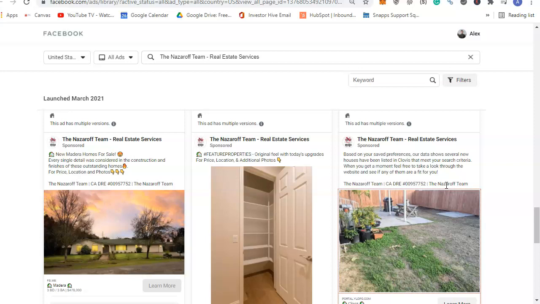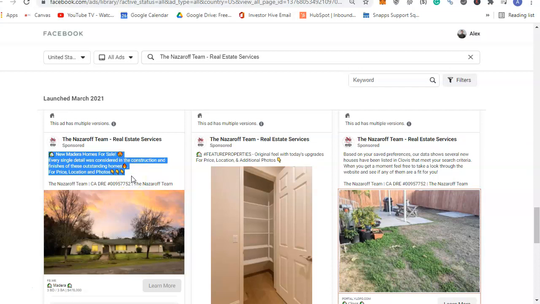So rather than just showing a house and talking about how every single detail was considered in the construction, sure, for price, location, and photos, okay, cool. Who doesn't have price, location, and photos? They're still any kind of agent, they're just another agent in these people's eyes that are seeing the ad, right?